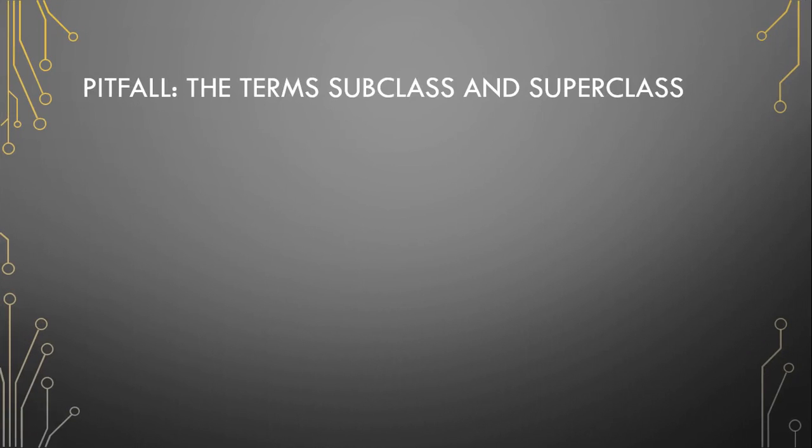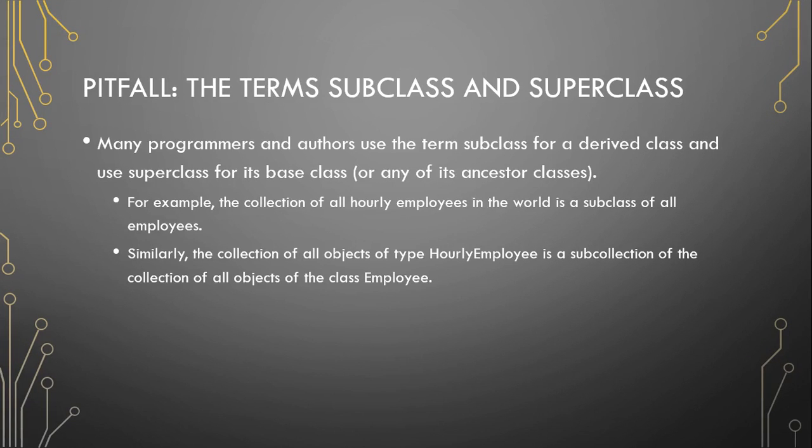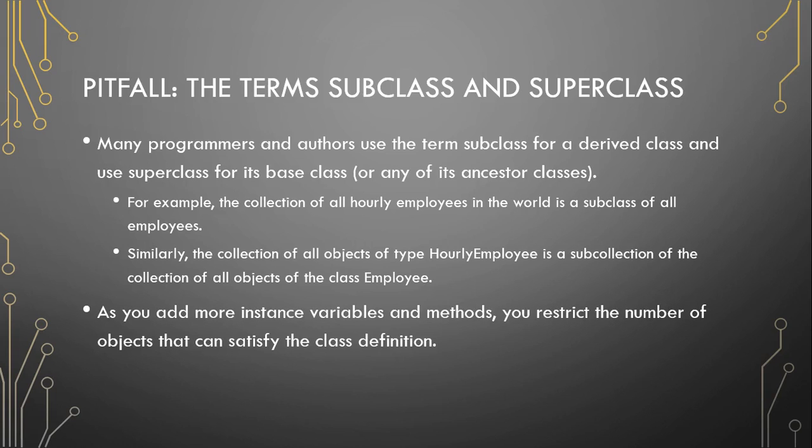Alright, quick follow-up note for you: the terms subclass and superclass. Many programmers and authors will often use the term subclass for a derived class and superclass for its base class, or any one of the ancestor classes. For example, the collection of all hourly employees in the world is a subclass of all employees. Similarly, the collection of all objects of the type HourlyEmployee is a subcollection of the collection of all objects of the class Employee. Now, as you add more instance variables and methods, you restrict the number of objects that can satisfy the class definition.